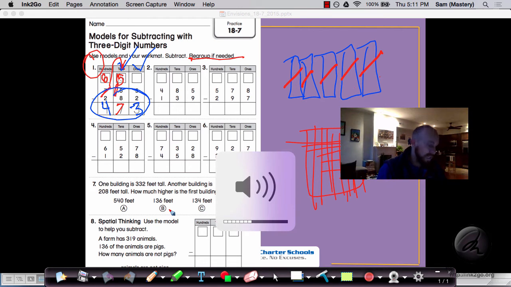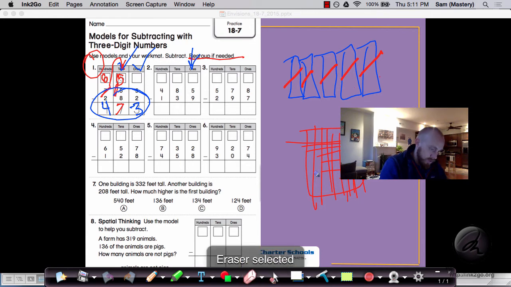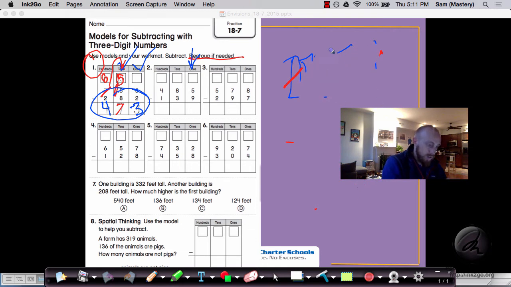So let's turn this music down. All right, so we know we always start by looking at the ones. It's going to be easiest if we do it that way for us to regroup. So I've got 5 minus 9. Let me get rid of all this stuff over here. There we go. All right. So now we're going to start by looking at the ones.